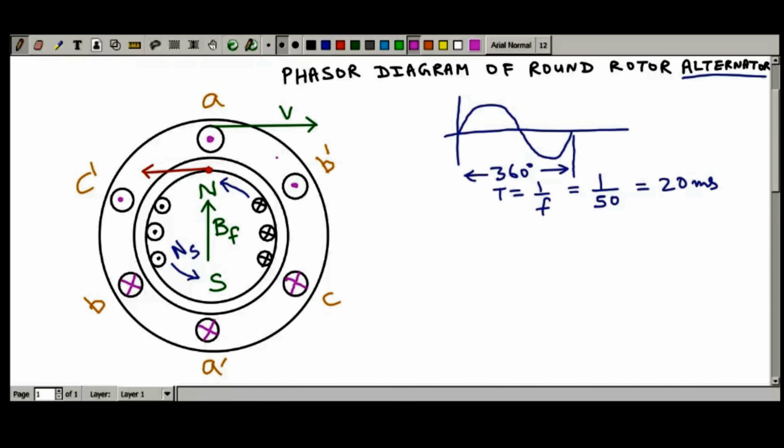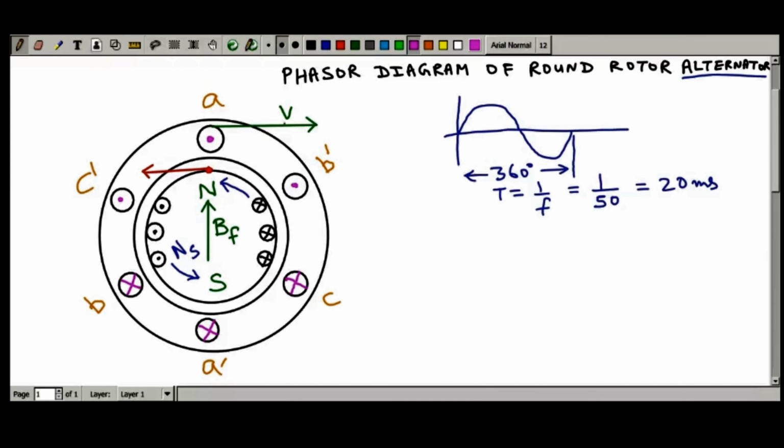So what we have learned is that the resultant MMF, or the resultant magnetic axis, is aligned with the magnetic axis of that coil which is carrying the peak current. So at this instant, what you can see in the diagram, the peak induced EMF is happening in coil AA dash. So peak current will be carried by coil AA dash only. So the resultant MMF, or the resultant magnetic axis, will be aligned with the magnetic axis of coil AA dash.